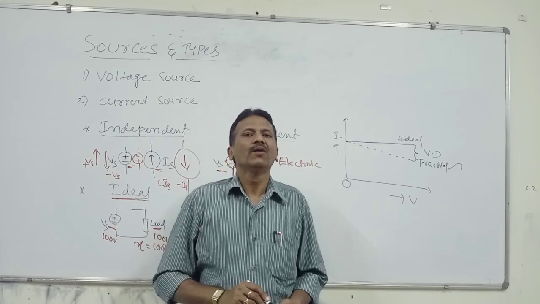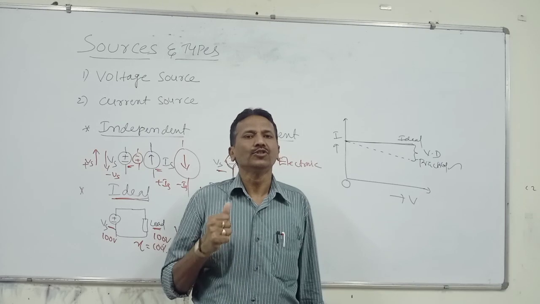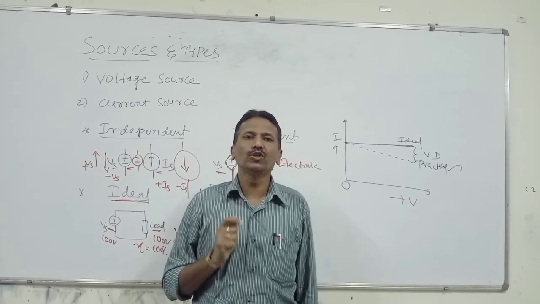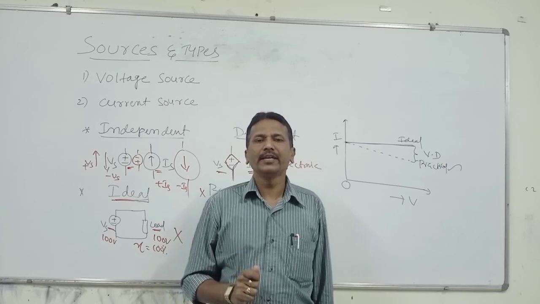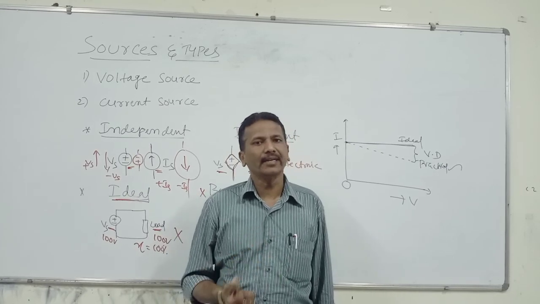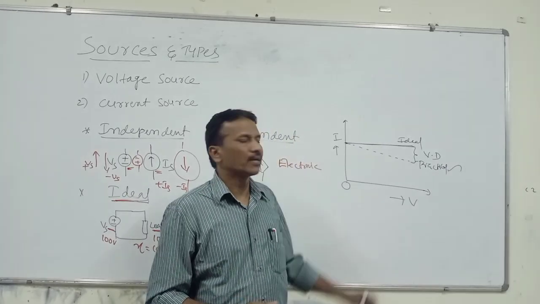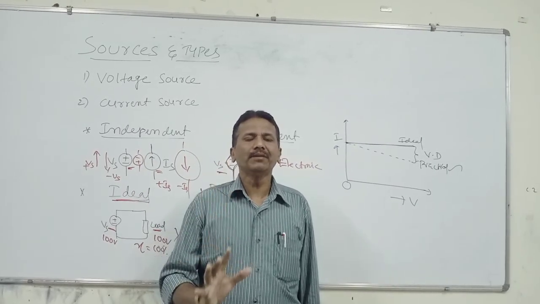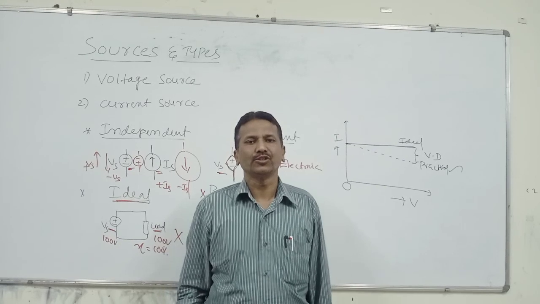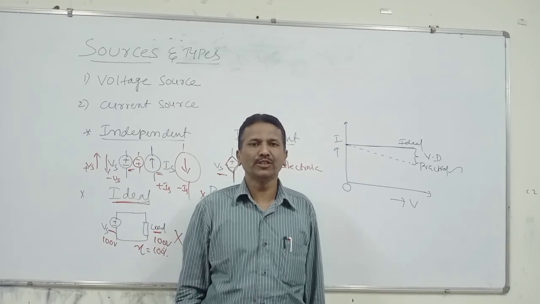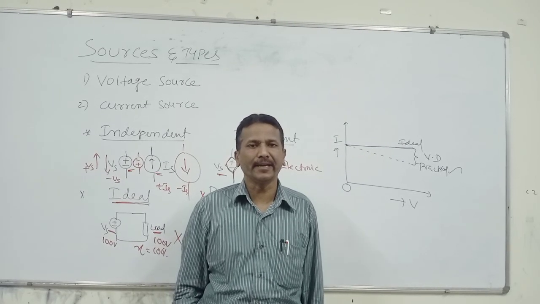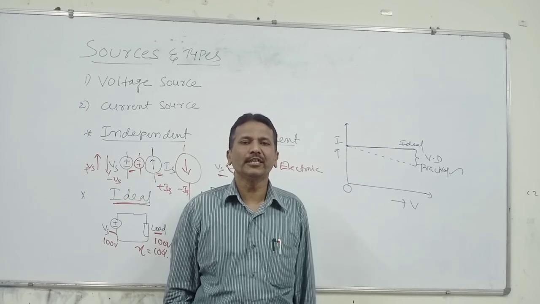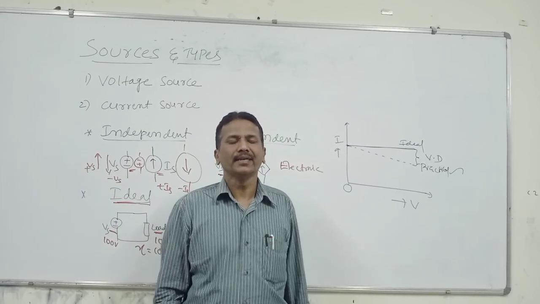So this is the main concept of a source and types of sources: symbolically how to identify independent and dependent sources, and ideal as well as practical with your VI characteristics. Maximum we depend upon the practical source. There should be a path, there will be a voltage drop, and the output is less than the input. That is a practical condition.